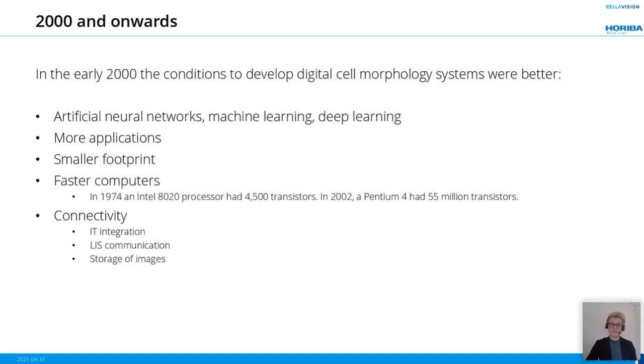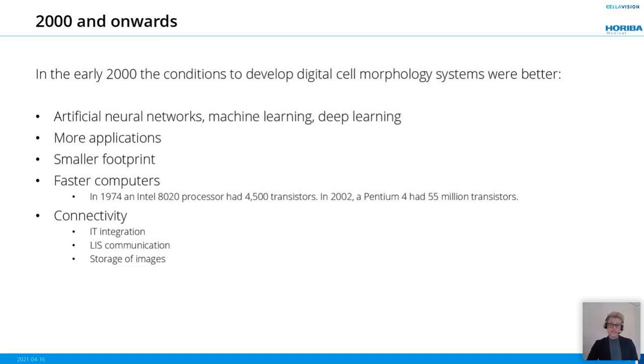As you see from the example here on the slide, in 1974 a processor had 4,500 transistors, and in 2002 another one had 55 million transistors. So we can do the math and just realize that there has been a huge, huge change in computer technology.